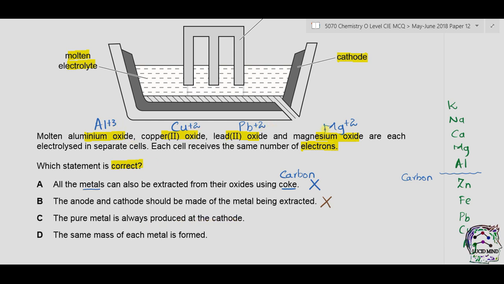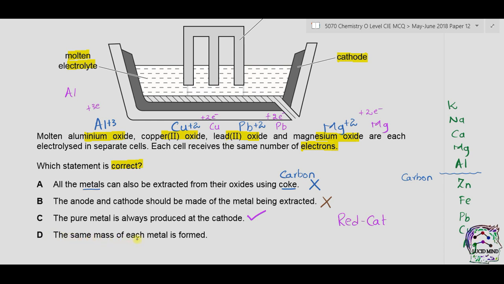Now we have these cations and you should remember this: red cat. Reduction always occurs at the cathode. Now these cations will move towards the cathode. They will gain electrons to form the respective metal. Aluminum +3 will gain 3 electrons. It will form aluminum. Copper +2 will gain 2 electrons. It will form copper. Similarly, lead +2 will form lead. Magnesium +2 will gain 2 electrons to form magnesium. So pure metal is formed at the cathode. This is a true statement.